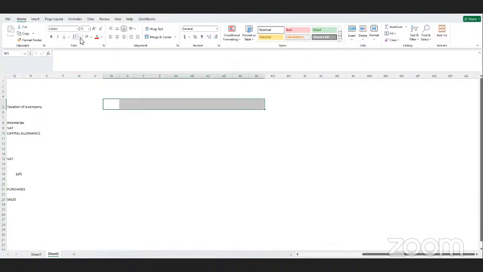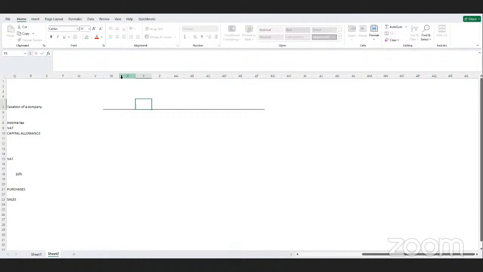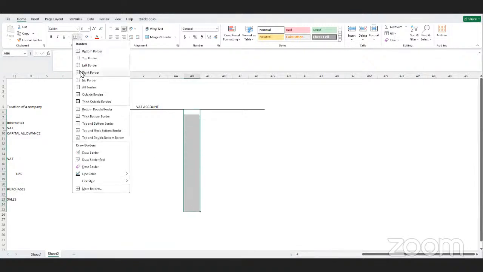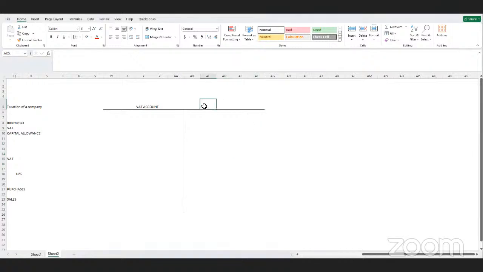Okay, so we'll have a VAT table here. You can use the T account. For the T account, we have a VAT account, and then we'll throw another T account or another line here. Whatever it is here, we have the output VAT, and then the input VAT. All the purchases we will post here, and all the sales we post here.